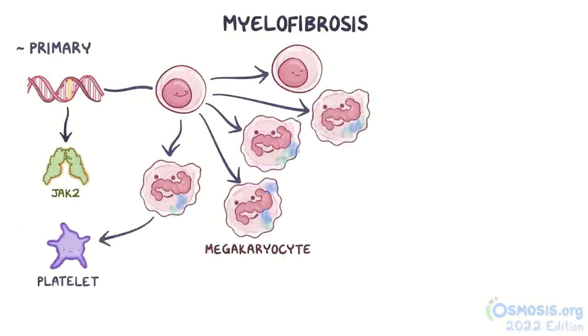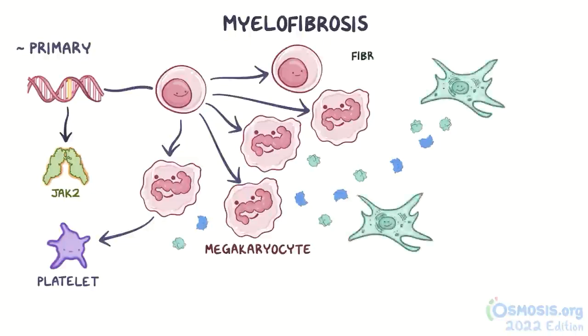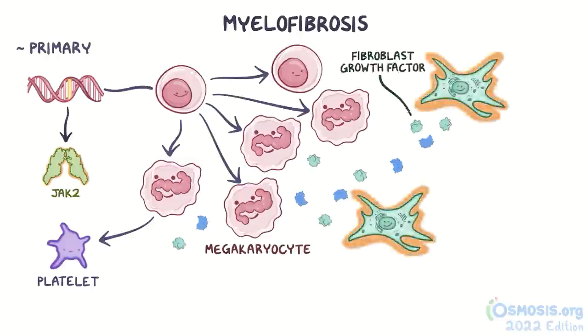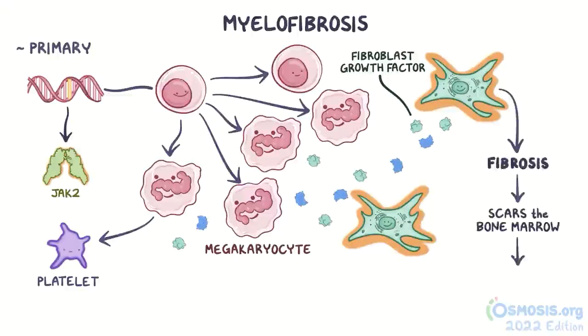These megakaryocytes release cytokines, which are molecules that create inflammation. And one of these cytokines is fibroblast growth factor, which activates fibroblasts. The activated fibroblasts engage in the process of fibrosis, wherein they make lots of connective tissue that ultimately begins to fill up and scar the bone marrow and replaces hematopoietic cells.